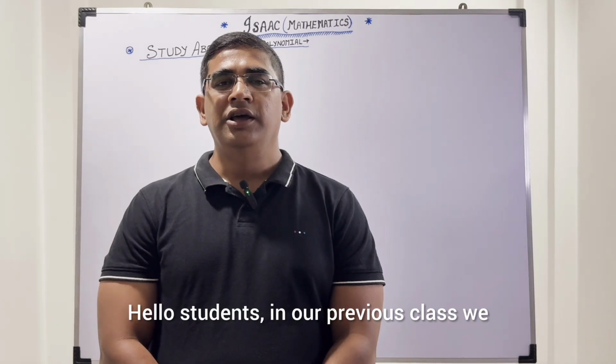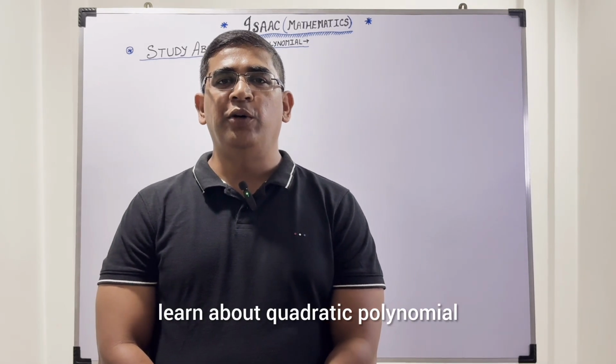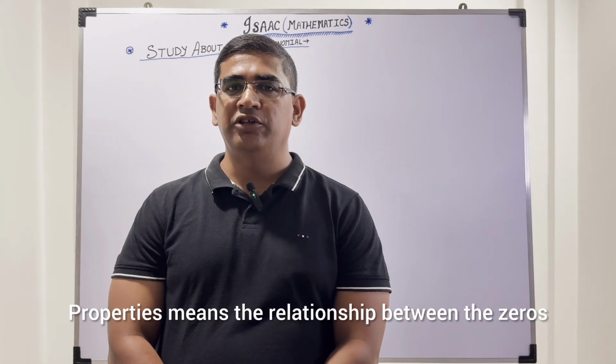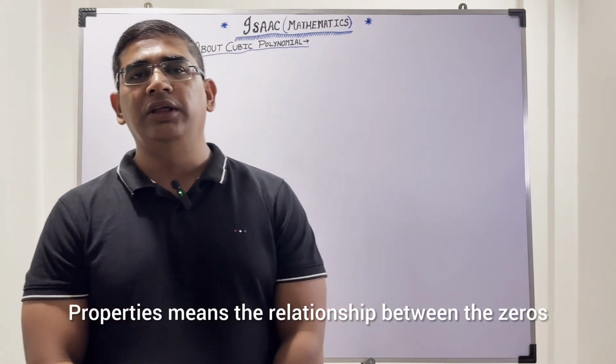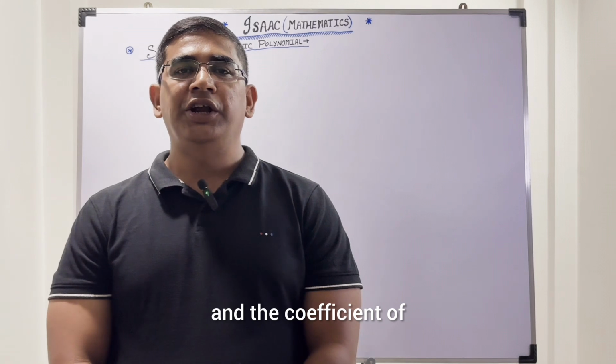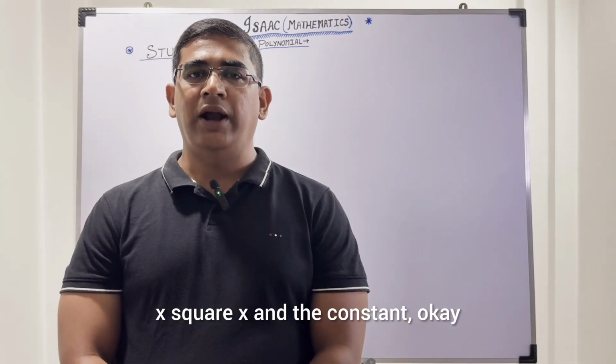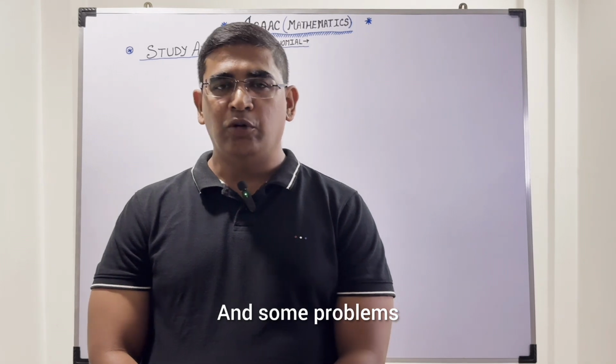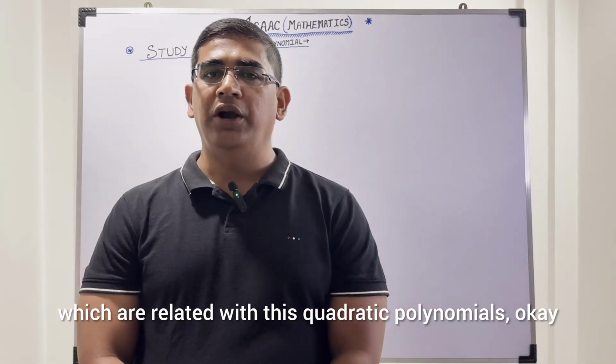Hello students, in our previous class we learned about quadratic polynomials and their properties. Properties means the relationship between the zeros and the coefficients of x square, x and the constant. Okay, and some problems which are related with these quadratic polynomials.